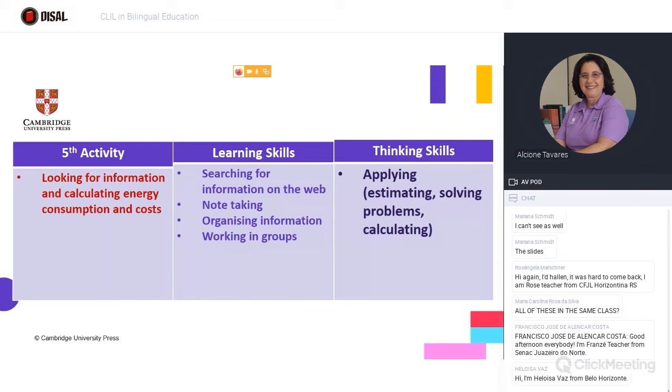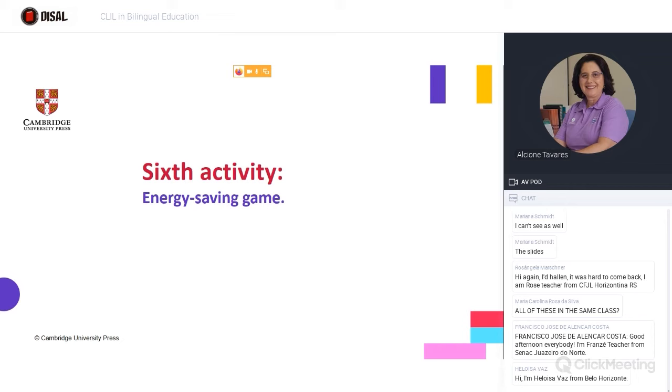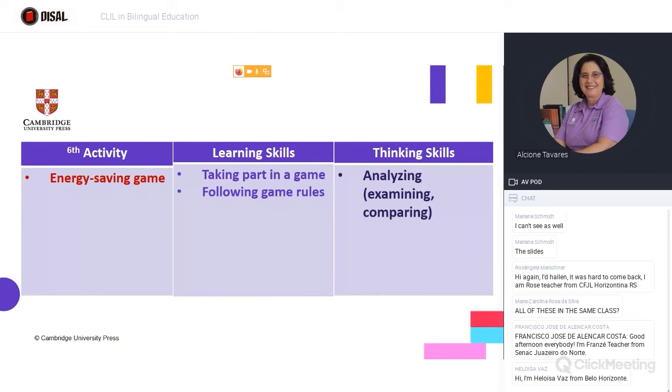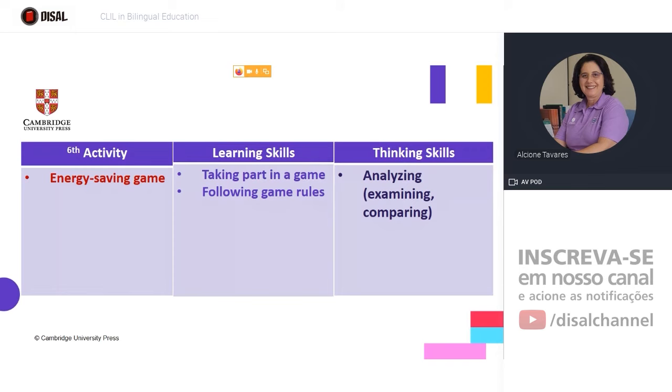The last activity is a game. She calls it energy saving activity, or energy saving game. What does the teacher do? She gives learners different options, either of devices or of situations. And they need to decide if that device or that situation is a saver or a waster of energy. So the learning skills here, they are taking part in a game, following game rules. And in terms of thinking skills, they are one more time analyzing, but this time examining, comparing.